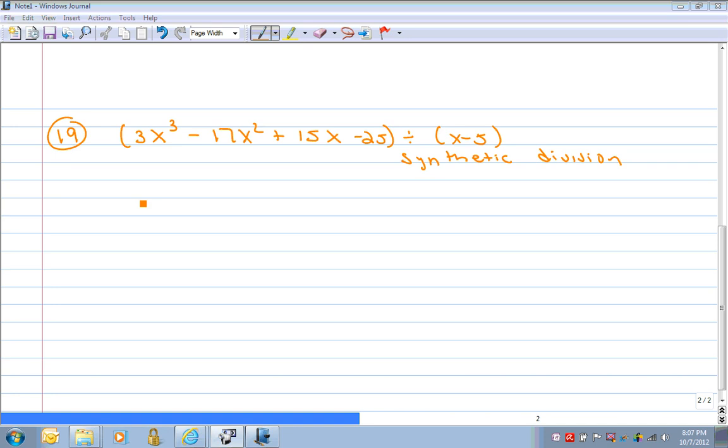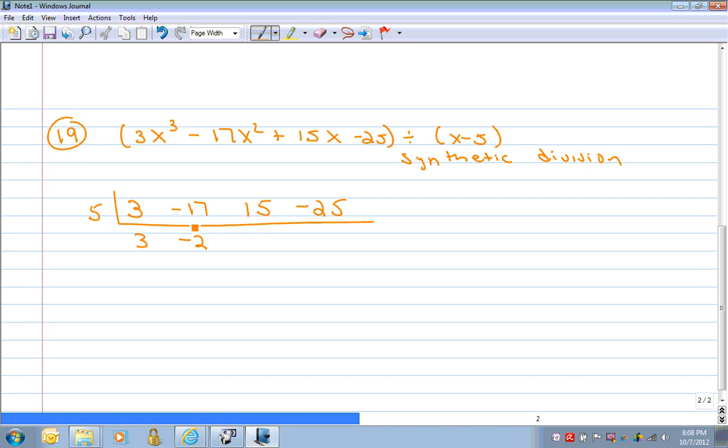We're going to set up our synthetic division, and we have 3, and then negative 17, positive 15, negative 25. We take our divisor, and it's what the solution would be, which would be 5. So we're going to divide by our solution, our x-intercept. And we should get a 0 if that is in fact an x-intercept. So we're going to bring down the 3, and 3 times 5 is 15. 15 plus negative 17 is negative 2. Negative 2 times 5 is negative 10.